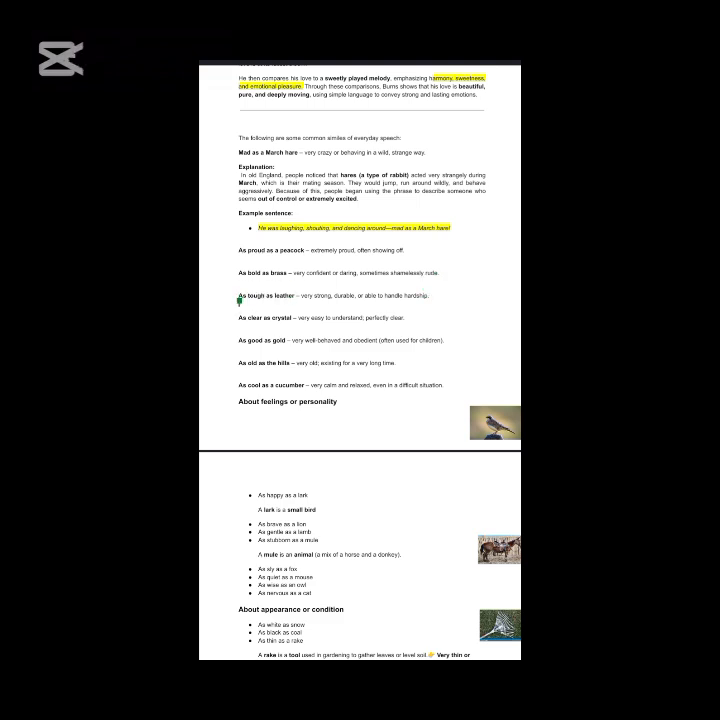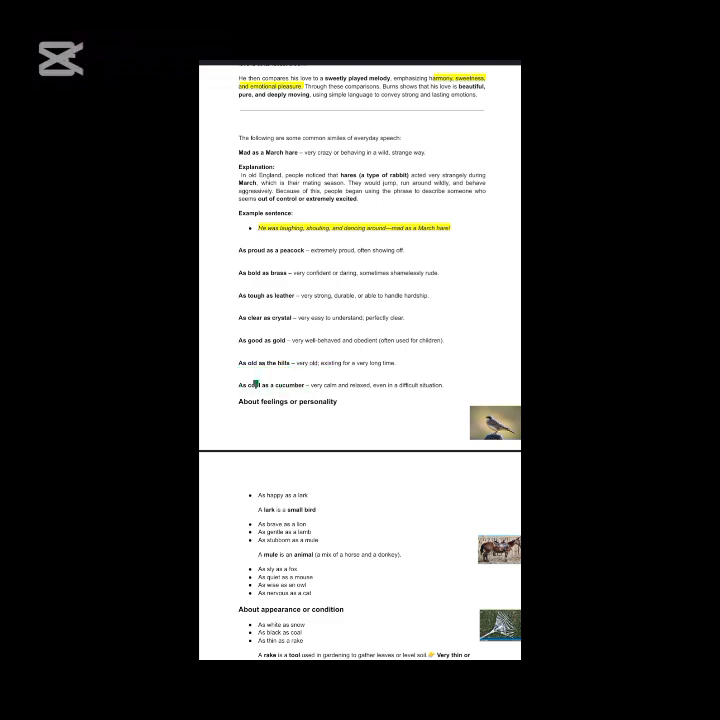As clear as crystal means very easy to understand, perfectly clear. As good as gold means very well behaved and obedient, often used for children. As good as gold. As old as the hills means very old, existing for a very long time. As cool as a cucumber means very calm, relaxed, even in difficult situations.